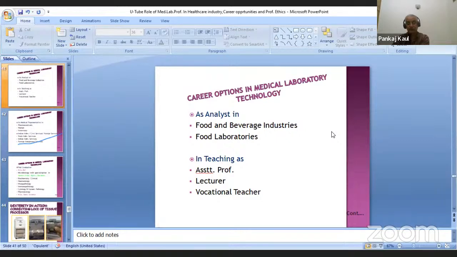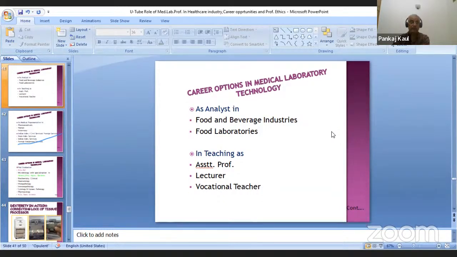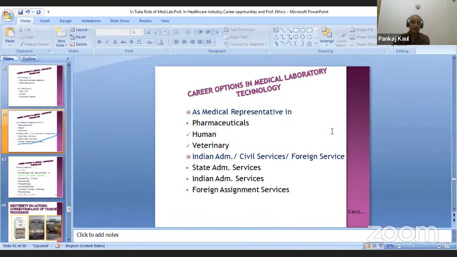In schools also, they have started these vocational courses. So there is a breakthrough there also. As a medical representative in pharmaceuticals, human as well as veterinary. Once you do a bachelor's, nobody can stop you from appearing in Indian administrative examinations, civil services, and foreign services. You can go there and work in national government services.